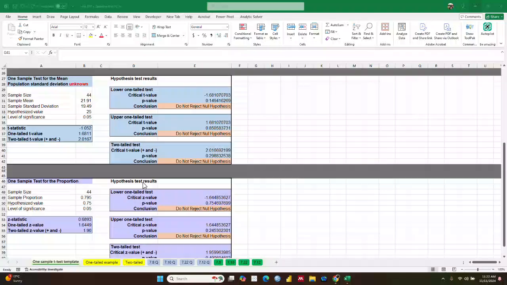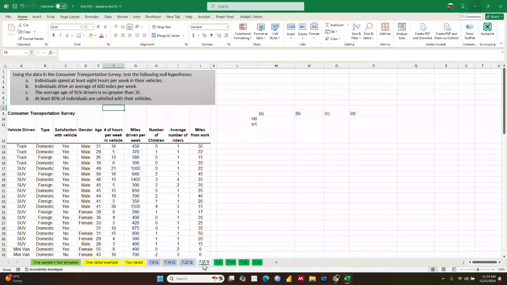Okay, now let's do one example together to see how I'm going to use this template to help you with it. Look at example 712. We have a data set regarding a consumer survey about transportation. Usually, first of all, we don't have any clue regarding the population, so we assume unknown population and we perform t-test.